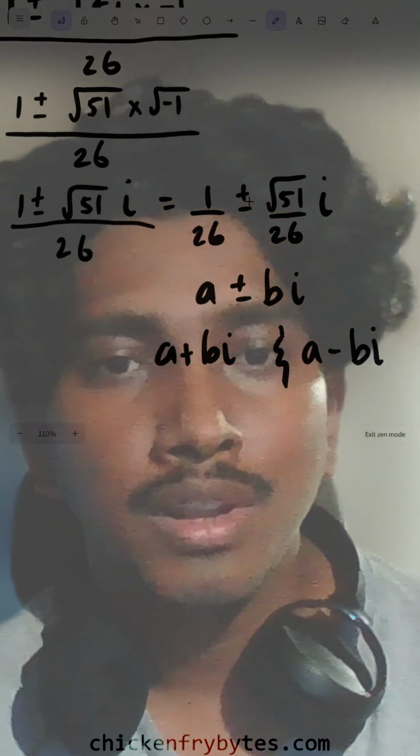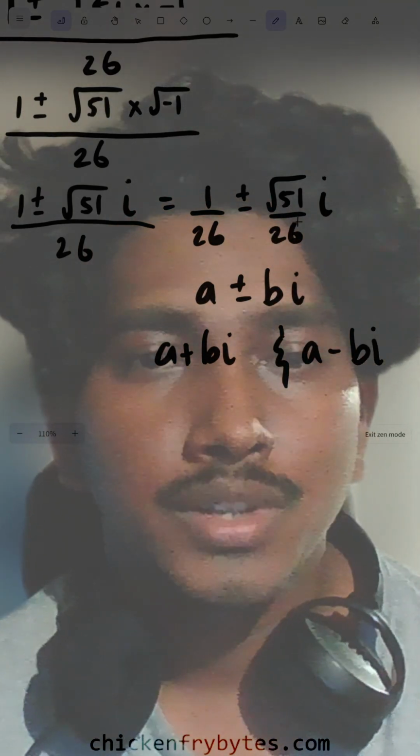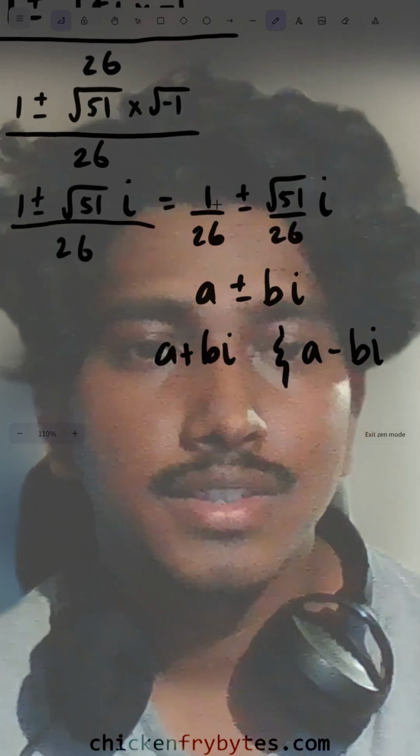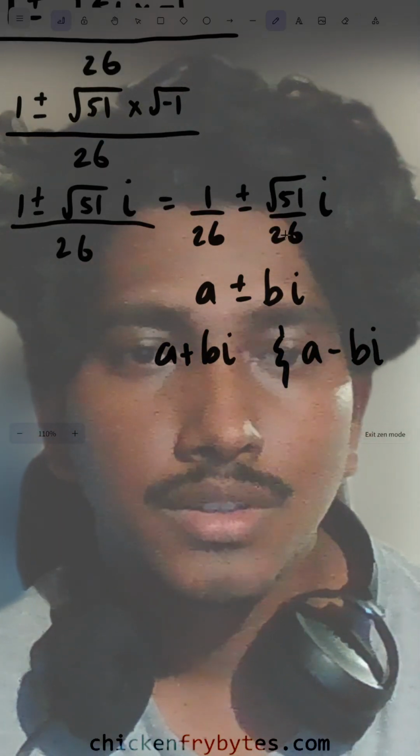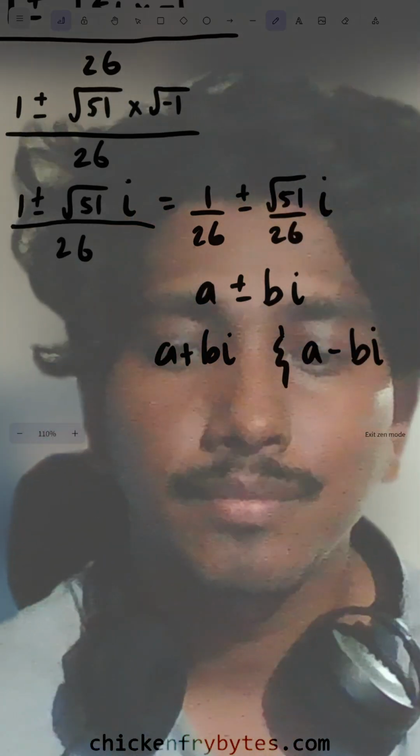So 1 upon 26 plus root 51 over 26, i. That's the first one. And the second one is 1 over 26 minus the root of 51 upon 26, i. That's it.